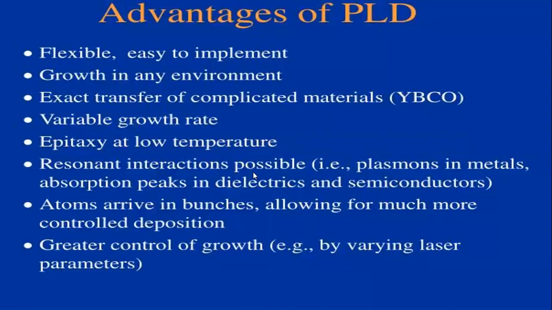Fifth one is epitaxy at low temperature. Sixth one is that resonant interaction is possible. Seventh one is that atoms arrive in bunches, allowing much more controlled deposition. And the last one is the greater control of growth, for example by varying laser parameters. If we increase the pulse, the deposition rate increases, meaning the plasma generation is maximum. If we decrease the height of the pulse beam, the growth rate also decreases in this way.